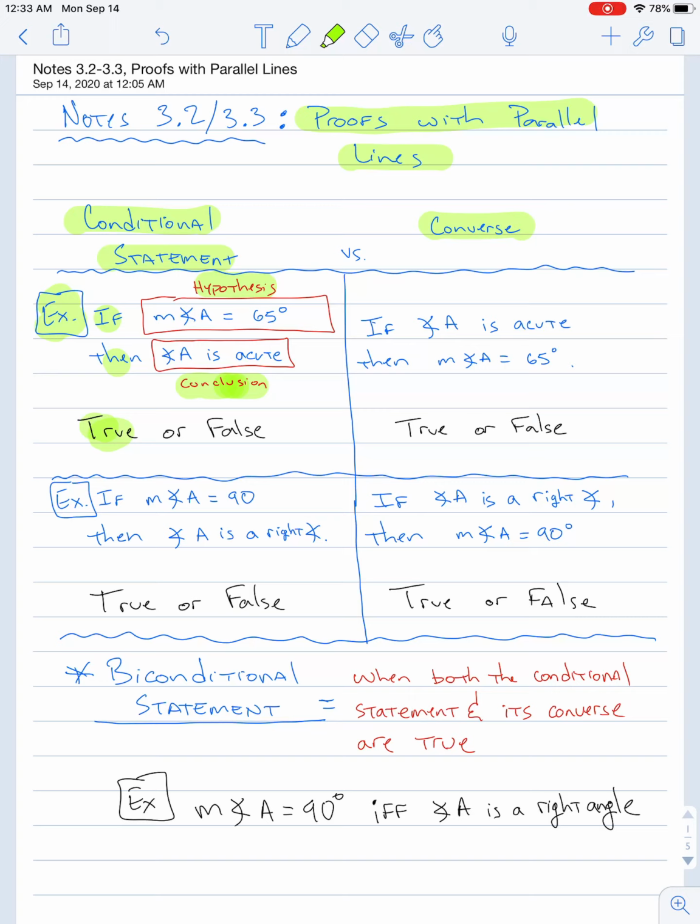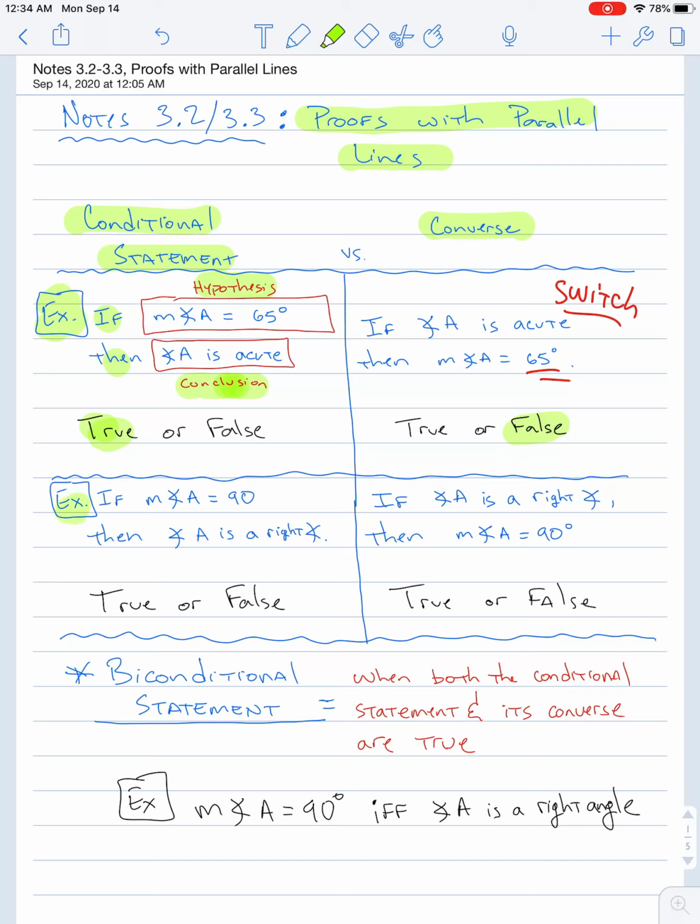Now, what is the converse? Take a look at it. What we do with this is we switch the hypothesis with the conclusion. So we say if angle A is acute, then measure of A is 65 degrees. Now notice that, is that really a true statement? Well, not necessarily. If an angle A is acute, it could be any measure less than 90 degrees. So it doesn't have to necessarily be 65. So in this case, we would say that that is false. So sometimes the converse of a statement isn't always true.